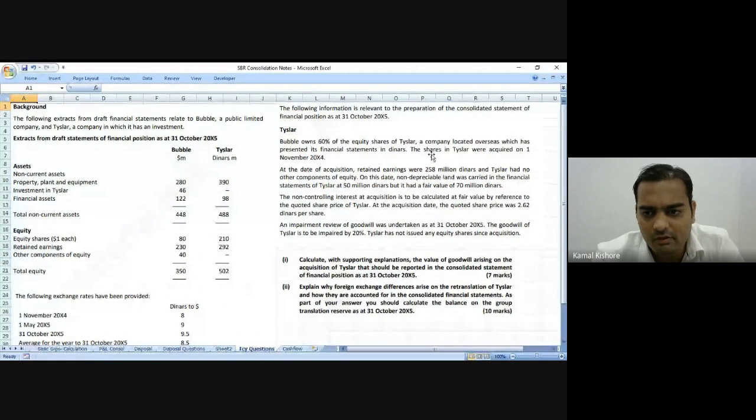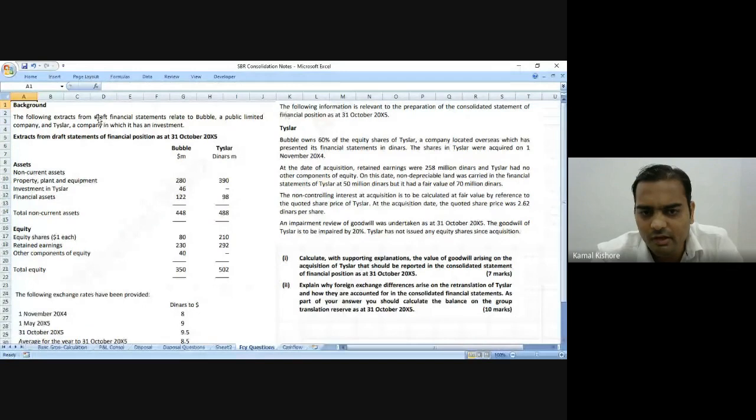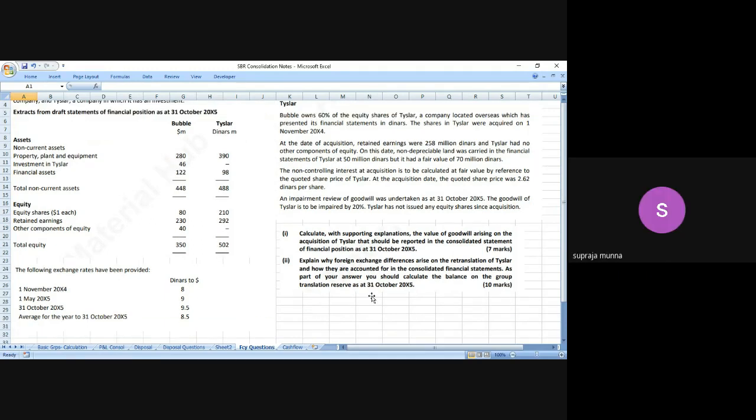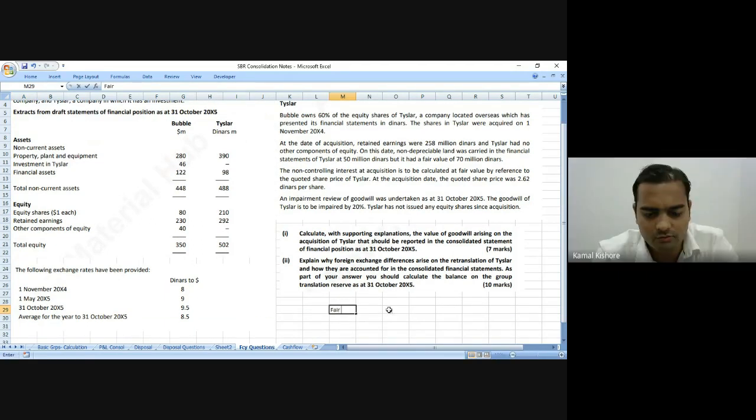Basically, fair value of consideration. Where do we get that number here? Investment amount, right? This one. Yes, 46 into 8, on the date of acquisition. So fair value of consideration is equal to 46 into 8. Right? Then fair value of NCI, is it given?